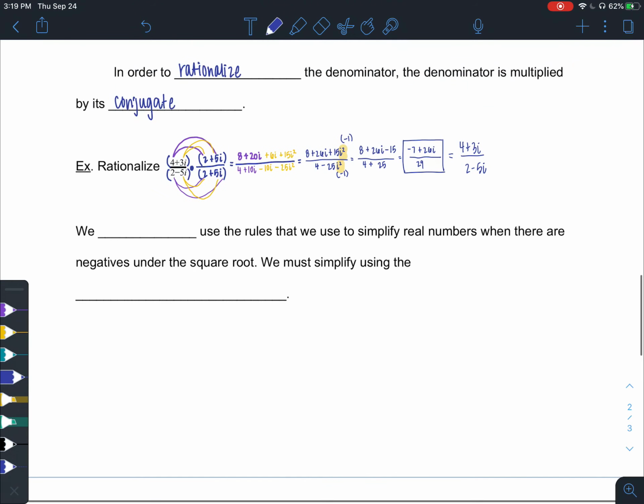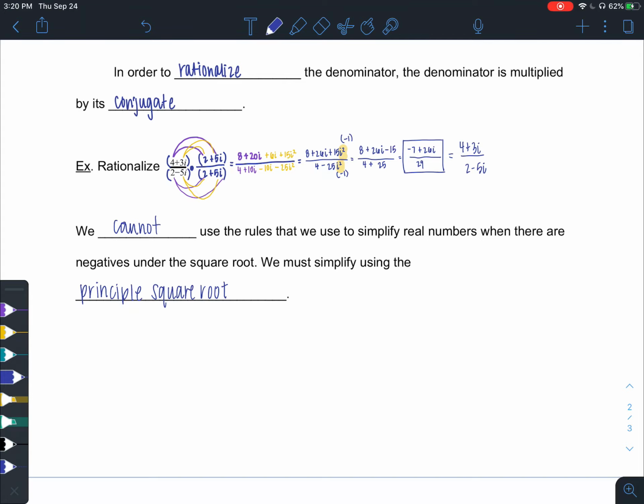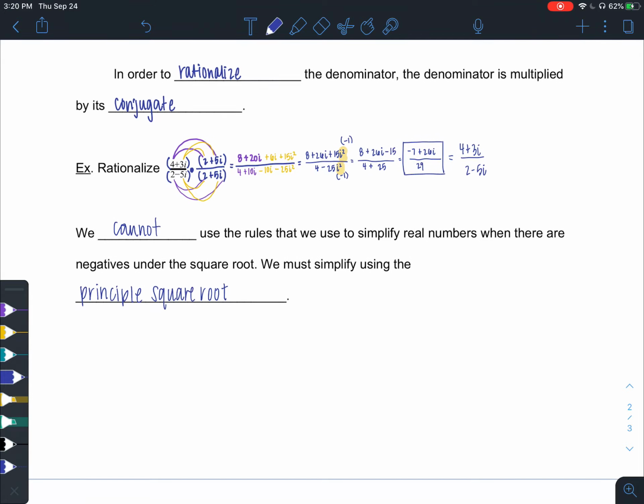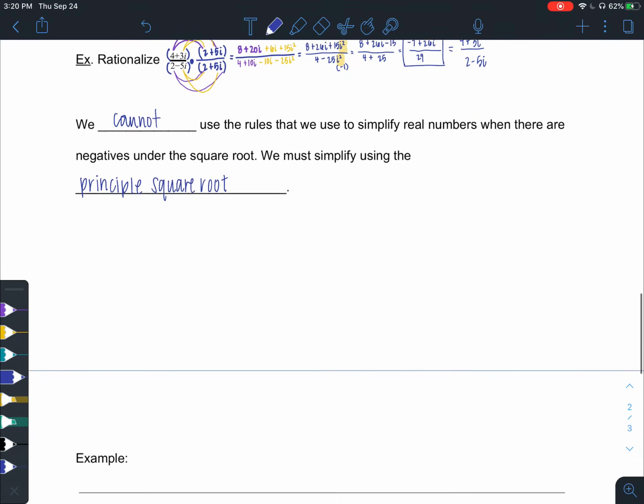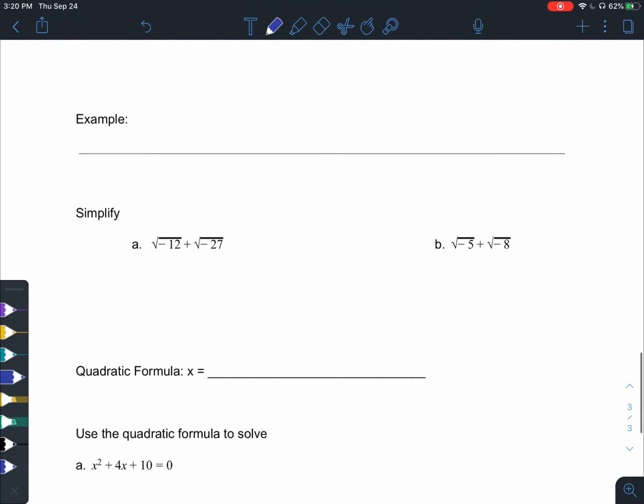So just a note here, we cannot use the rules that we use to simplify real numbers when there are negatives under the square root. We have to simplify using the principal square root. Principal is with P-L-E, not P-A-L. So here are some examples of that.